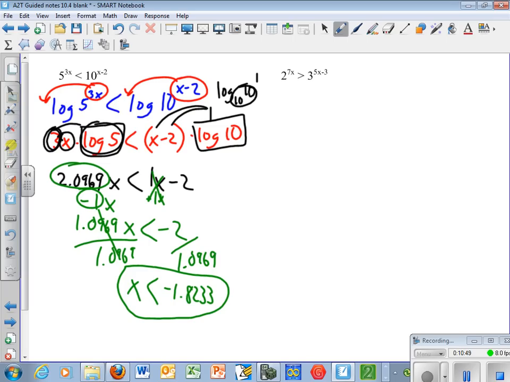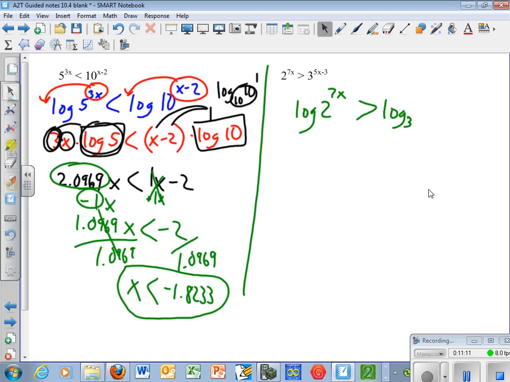So we're applying some logarithm properties here. We're taking some logs, going to 4 decimal places, algebraically getting x alone, in equations or inequalities. So we're going to do the same thing here. We're going to take the log of both sides. So I have the log of 2 to the 7x power is bigger than the log of, whoops, not base 3 there, let me erase that, the log of 3 to the 5x minus 3 power.